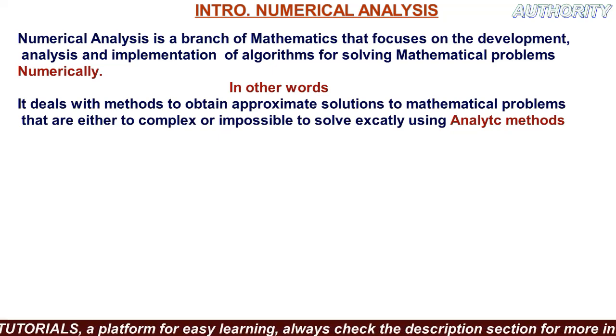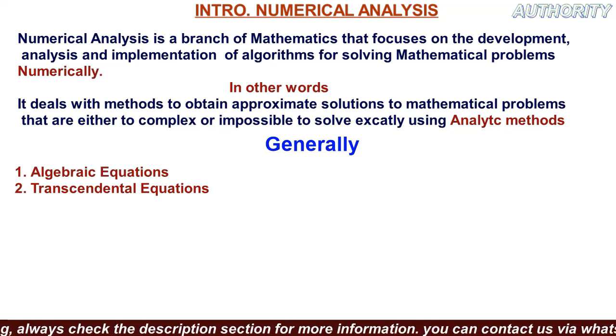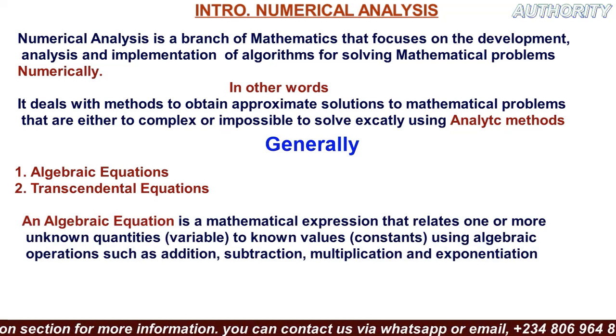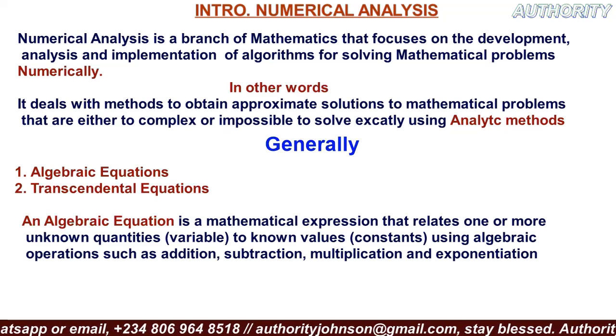Now let me explain. I want to take my time to explain what numerical analysis is all about. Generally, equations can be classified into two major types. Number one, we have algebraic equations. Then number two, we have what we call transcendental equations. Now, what do we mean by algebraic equations? An algebraic equation is a mathematical expression that relates one or more unknown quantities or variables to known variables or constants using algebraic operations such as addition, subtraction, multiplication, division, and exponentiation. I'm very sure you understand what we mean by algebraic equations.